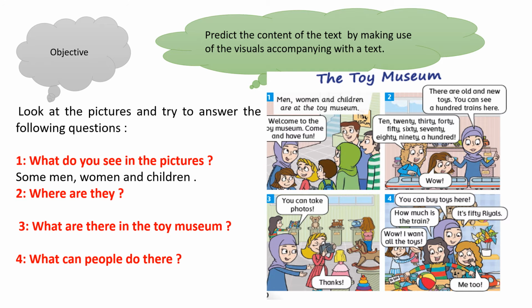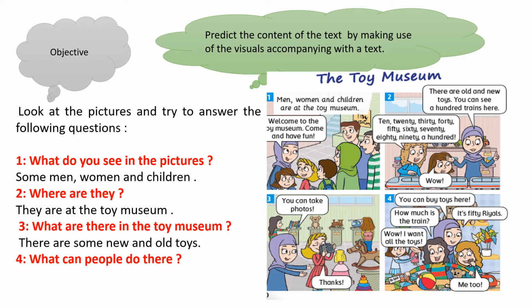Yes? Very good. We can see some men, women, and children. Question number 2. Where are they? Yes, they are at the toy museum. Number 3. What are there in the toy museum? Yes, there are some new and old toys. Question number 4. What can people do there? Yes, people can take photos and buy some toys. From this introductory commentary, we can understand that today we are going to read a short reading text about what can people do in the toy museum. Very good.